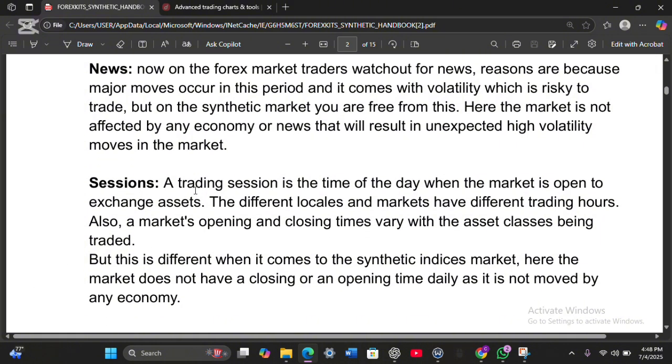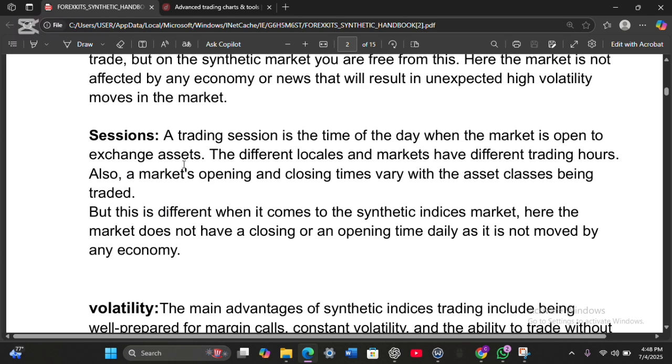Then we also have sessions. When I talk about sessions, there are different types of sessions when it comes to trading forex, right? A trading session is a time of the day when the market is open to exchange assets. The different locales and markets have different trading hours. Also, the market opening and closing times vary with the asset classes being traded.